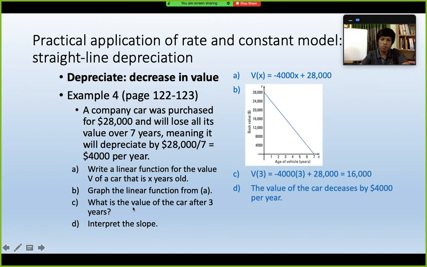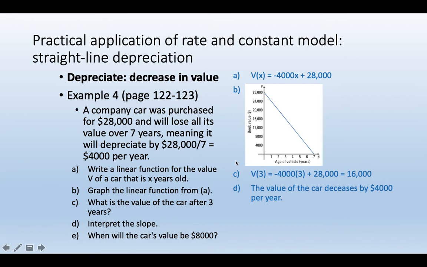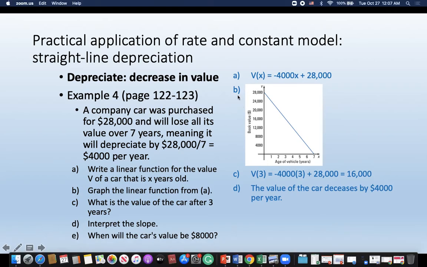Next, interpret the slope. That means it will decrease by 4,000 per year. The only difference between this math and the previous math is that here the values are bigger numbers. That's it. No other difference. When will the car be this dollar amount? That means again the question is when. The question is time. Find out the value of x. If V of x equals 4,000, then x equals what? That is the question.